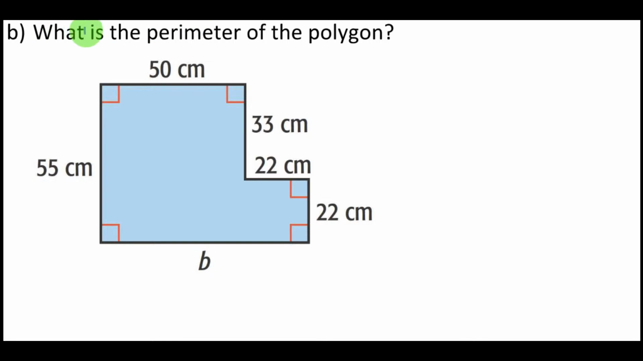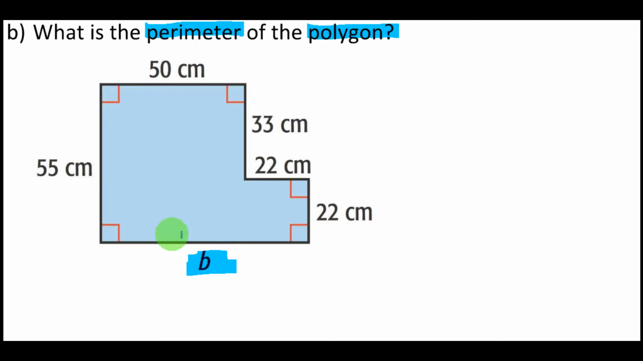Okay guys, in this problem we're asked to find the perimeter of the polygon. So let's highlight that information. And we know that perimeter is taking the sum of all of the side lengths and adding them up. And that will give you the perimeter. But there's a problem here. We don't know the measure of side B. So let's find out how we could figure out what this side length is.